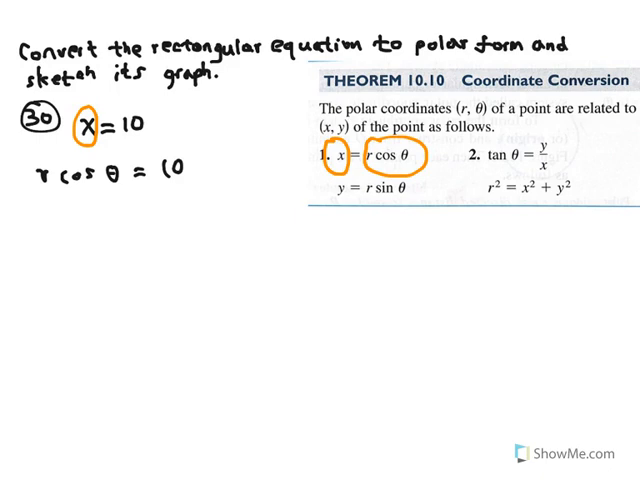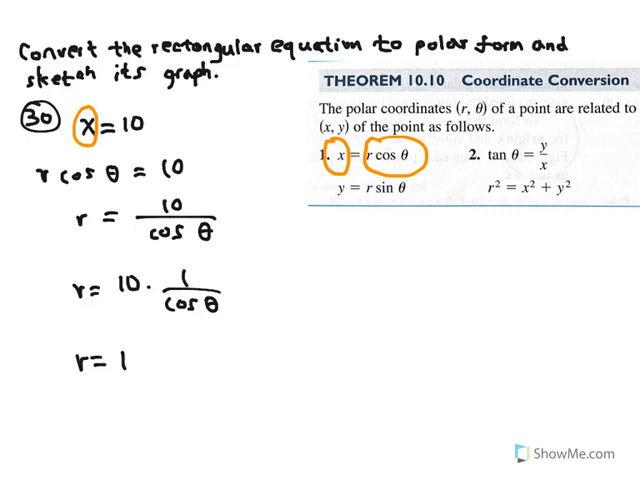We like to have r by itself, so we will divide both sides of the equation by cosine theta. So you have r is equal to 10 times 1 over cosine theta, and 1 over cosine theta is secant theta. So you have 10 times secant theta, and that is our polar equation. So we have converted our rectangular equation to polar form.